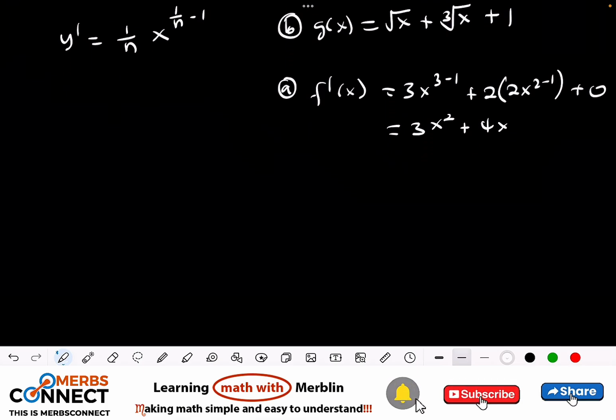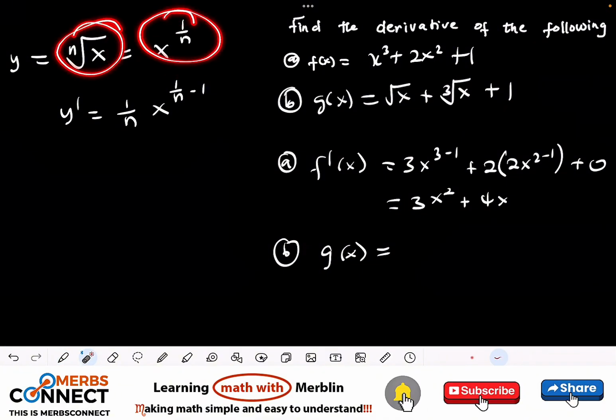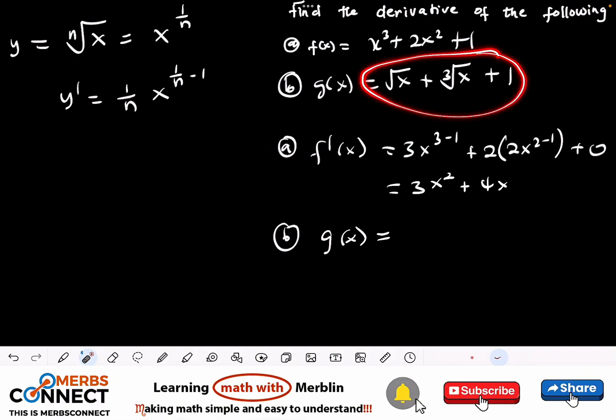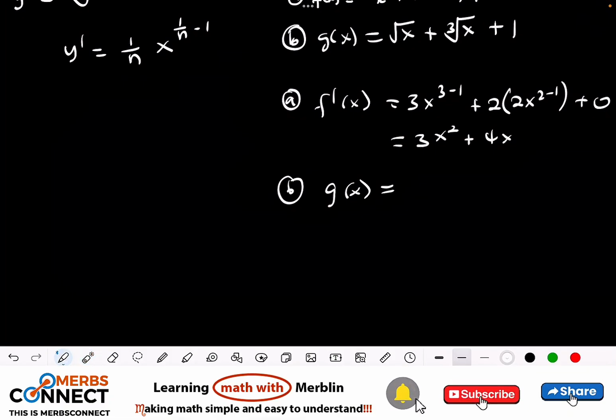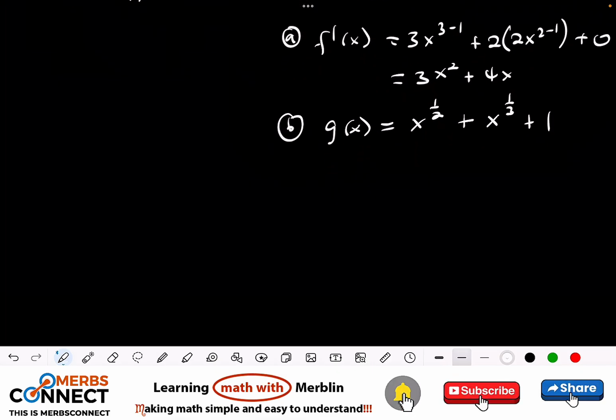Let's look at the last one here. B, we want to find g prime, but first we need to simplify the function from this side to this side. Root of x can be written as x to the power 1 over 2. Cubic root of x can be written as x to the power 1 over 3, plus 1. Now that we are done with the simplification, we take the derivative.